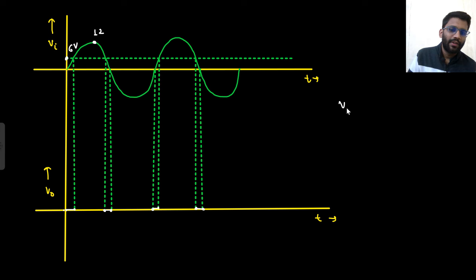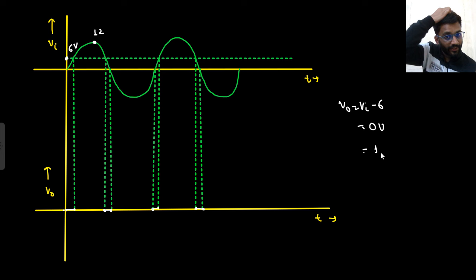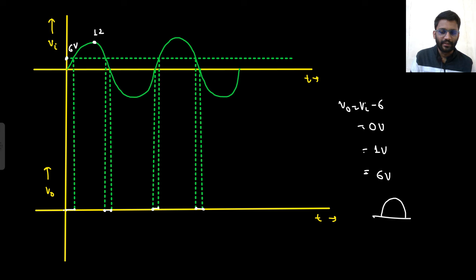So V naught is Vin minus 6. At 6 volt, it will be 0 volt. At 7 volt, it will be 1 volt. At 12 volt, it will be 6 volt. So from 0 to 6, it will rise. It will go on like this. Are you getting my point?